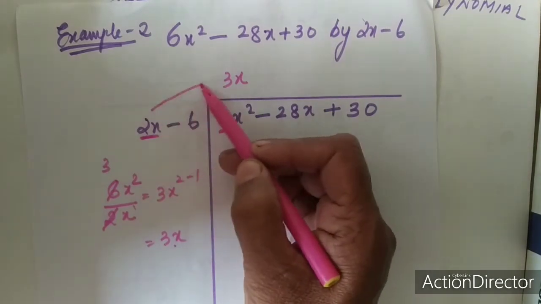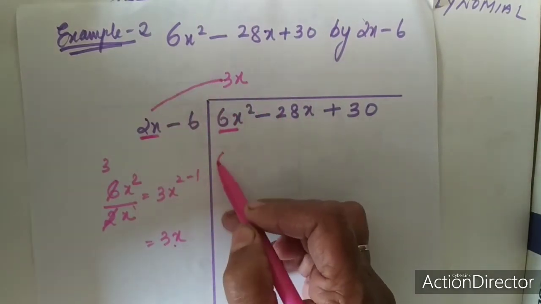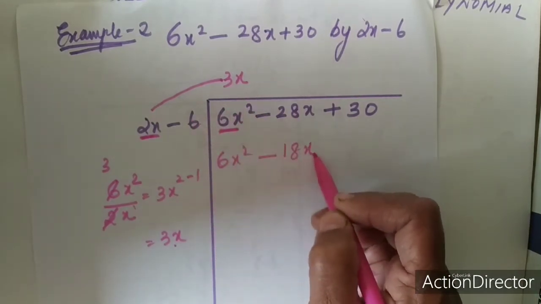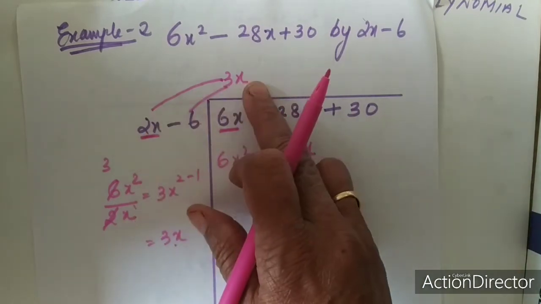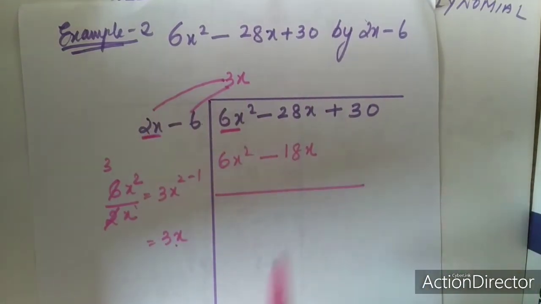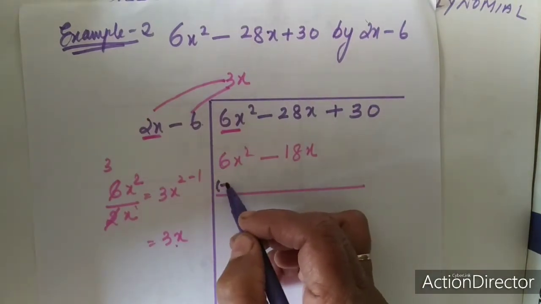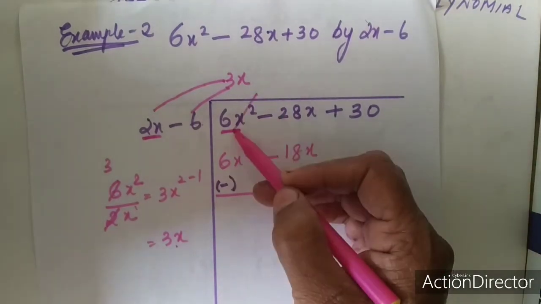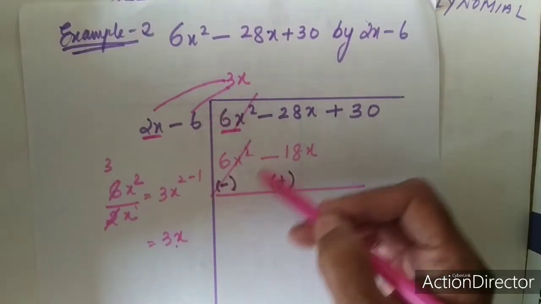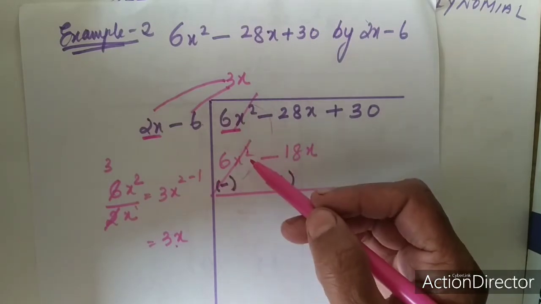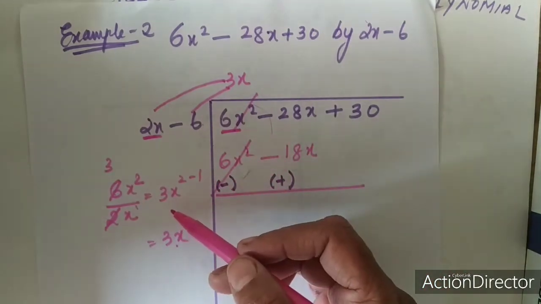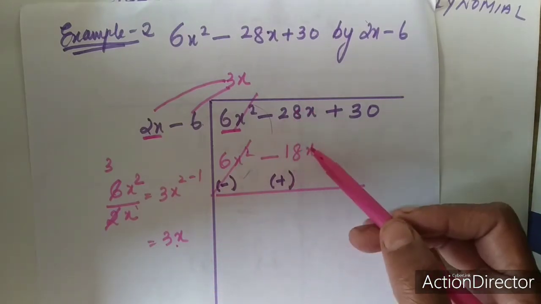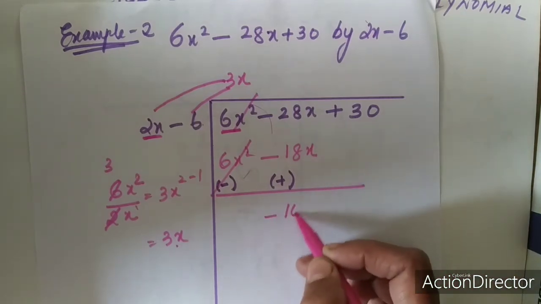Now you multiply 2x into 3x: 6x², minus 6 into 3x: 18x. Each term of the divisor is multiplied by the quotient. Now you subtract. Subtraction means changing of the sign. Plus is changed to minus and minus is changed to plus. Now you can cut 6x² minus 6x². Always the first term will get cancelled. If they are not getting cancelled, that shows some mistake you have committed over here. Minus 28x plus 18x. Minus 28 plus 18 will be minus 10x.